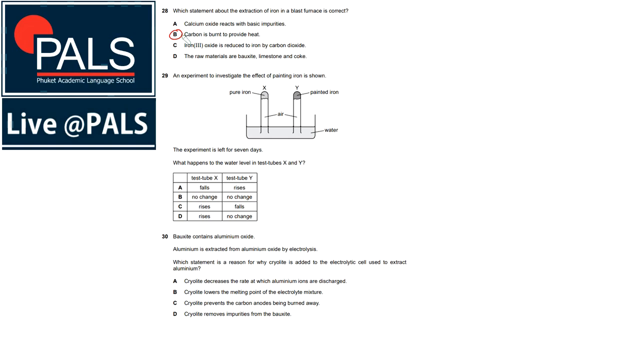Why are the other answers incorrect? Calcium oxide itself is a basic oxide. It's a metal oxide. Most metal oxides are basic, and it will react with acidic impurities in the furnace, specifically silicon dioxide, to form calcium silicate.